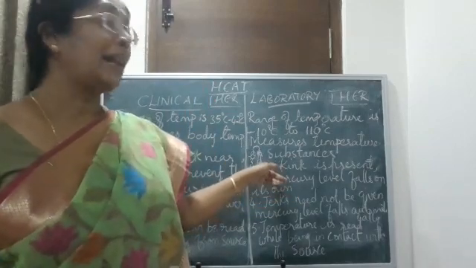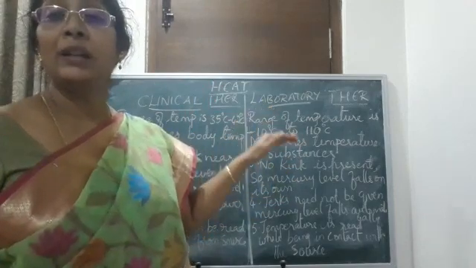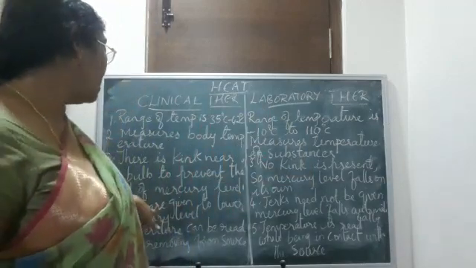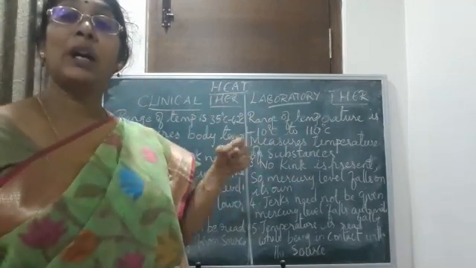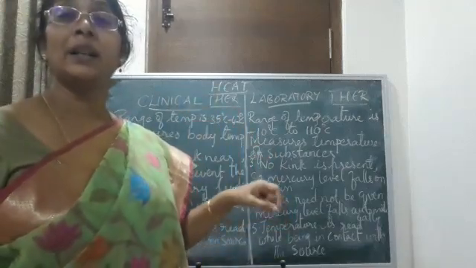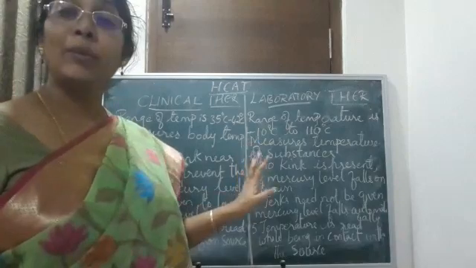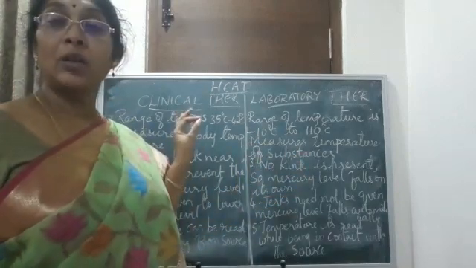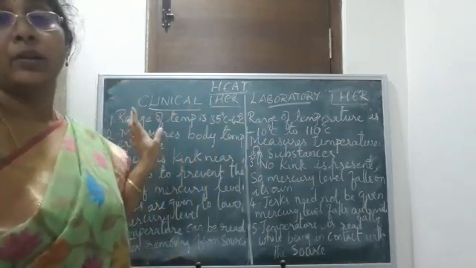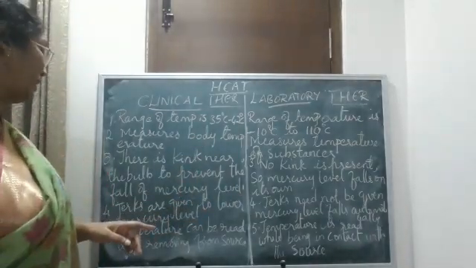Whereas in a laboratory thermometer there is no such kink, so the mercury level will immediately fall down if it is taken out. Jerks are given to lower the mercury level in a clinical thermometer. After use you have to rinse it and give a jerk so that the mercury level will come down below 35. Jerks need not be given in a laboratory thermometer, because the moment it is not in contact with the hot object, the mercury level will fall automatically.